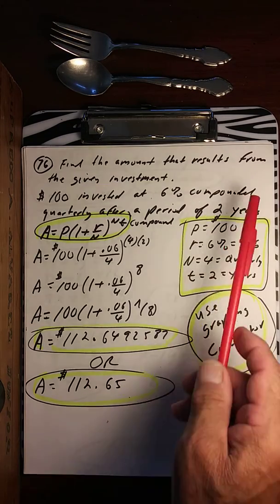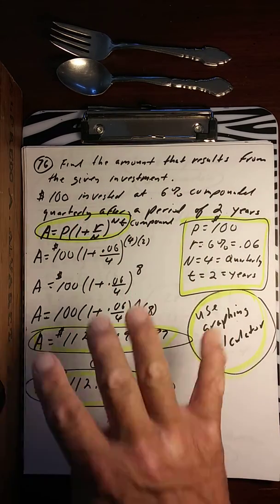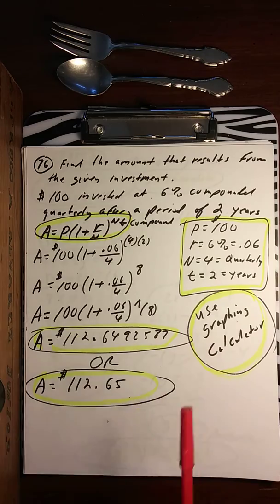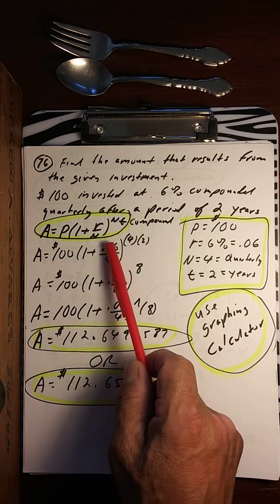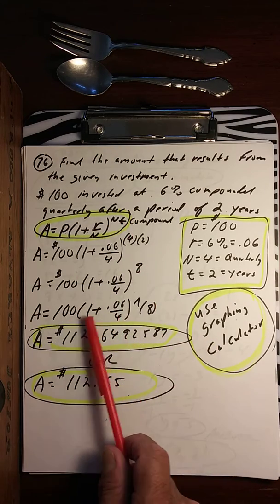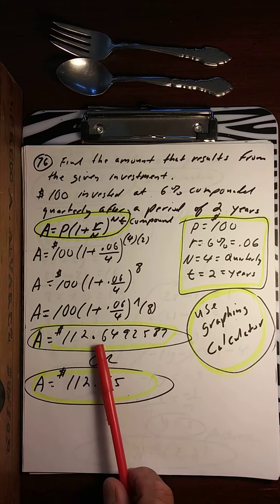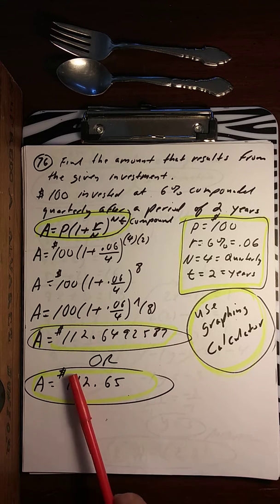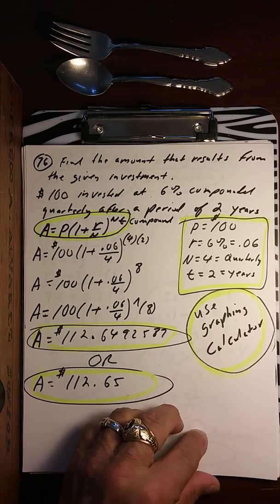Find the amount that results from the given investment. $100 invested at 6% compounded quarterly, that means 4, after a period of 2 years. So put this in the compound interest formula. Put 100, 1 plus 0.06 over 4, and 4 times 2 is 8. Put this in the calculator to the power of 8. Run it. You're going to get 112 point something, or round it off to 112.65 because of this number here.